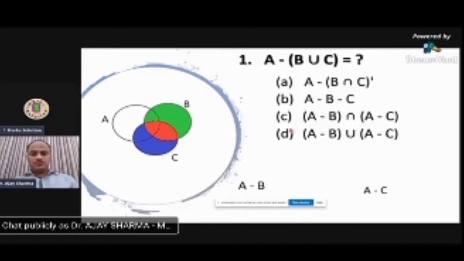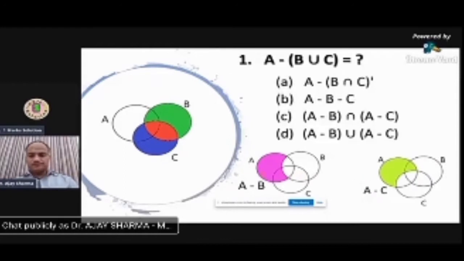Here the required portion will be, see, the C option: (A difference B) and (A difference C). Let me explain here. This portion is A difference B. This portion is A difference C. So if we take the intersection of these two portions, what do we get? We get this portion, the required white portion. So the correct option is option C.